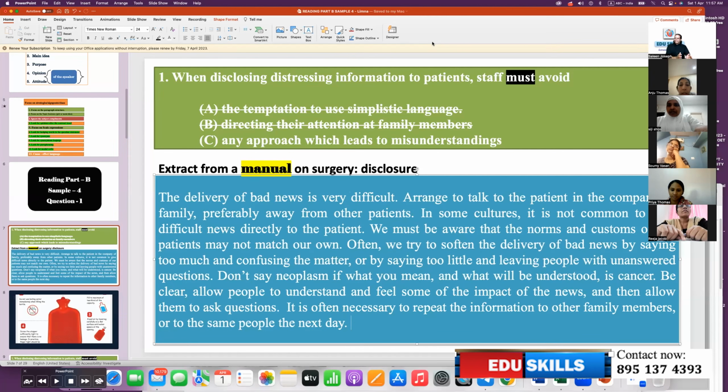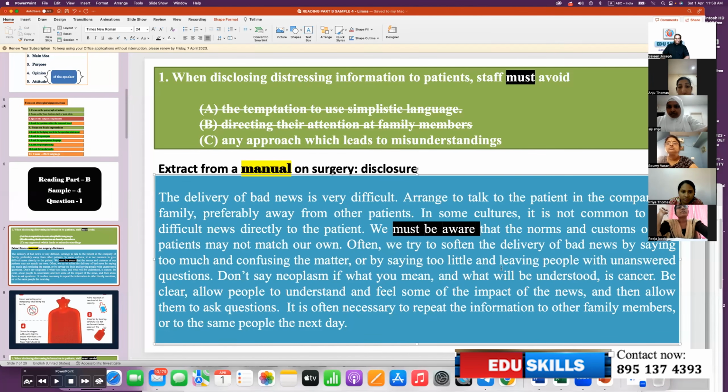So this is a manual. We said there are certain things they say you should do, and certain things you must avoid or should not do. So could you find some similar synonymous expressions of must, mandatory words? Yes, must. We must be aware. We must be aware that the norms. Yes, we must be aware.